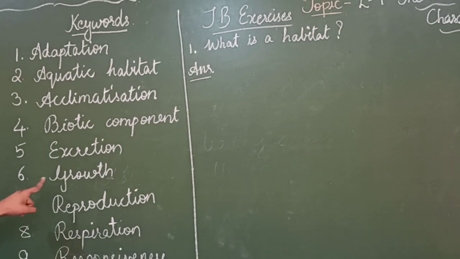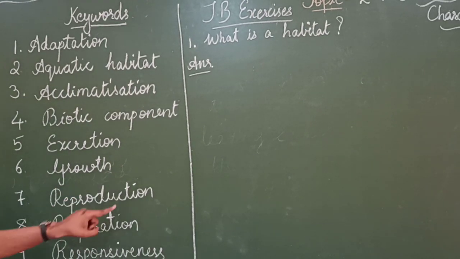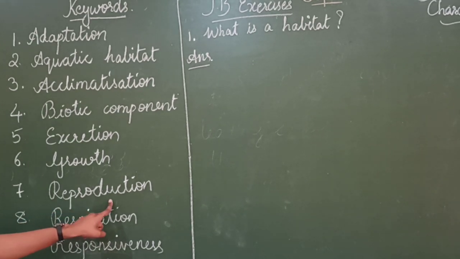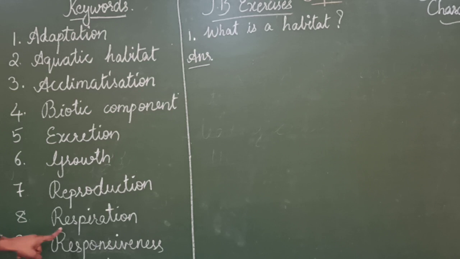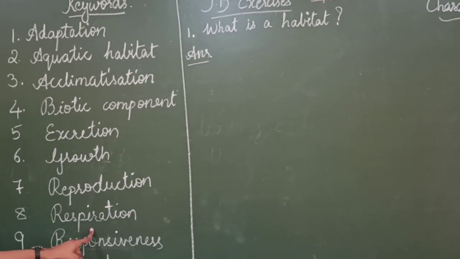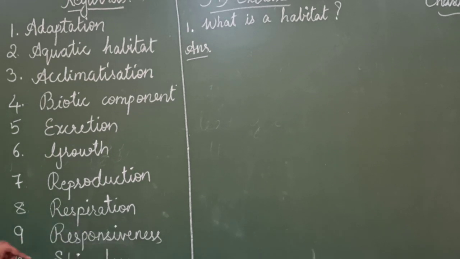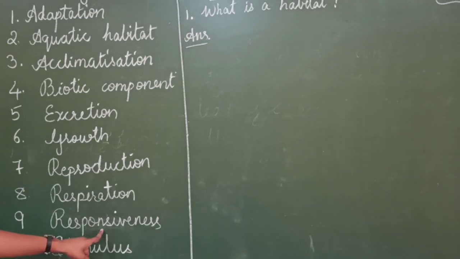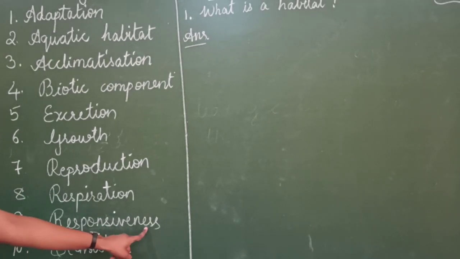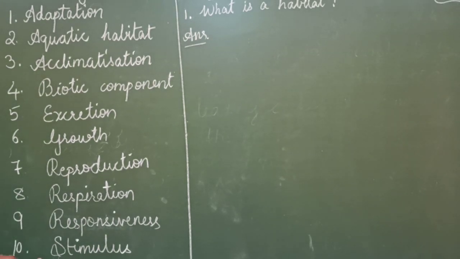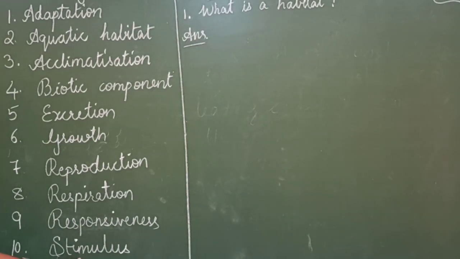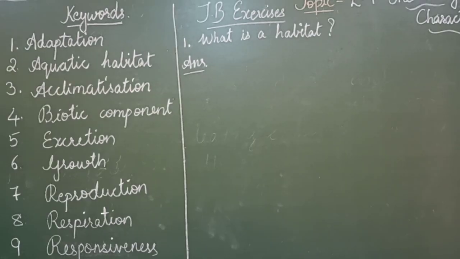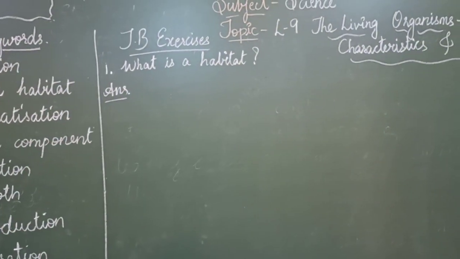Fifth is excretion, EXCRETION. Sixth is growth, GROWTH. Seventh is reproduction, REPRODUCTION. Eighth is respiration, RESPIRATION. Ninth is responsiveness, RESPONSIVENESS. And tenth one is stimulus, STIMULUS. After completing these keywords, write down the TB exercises.